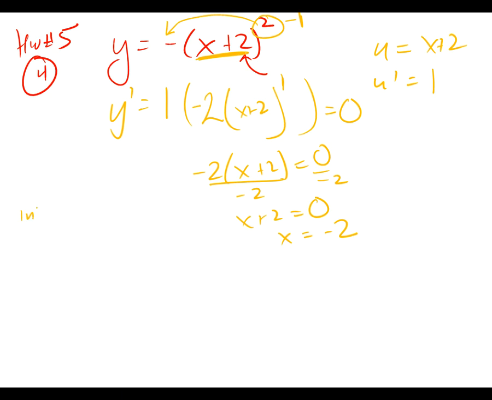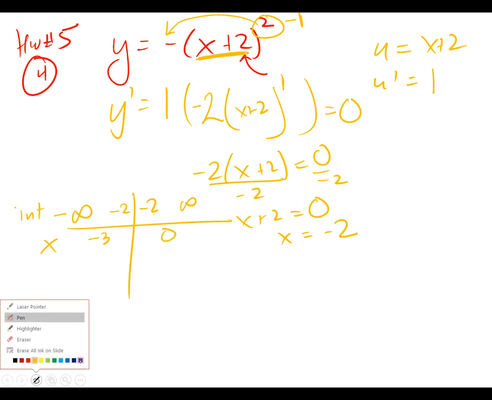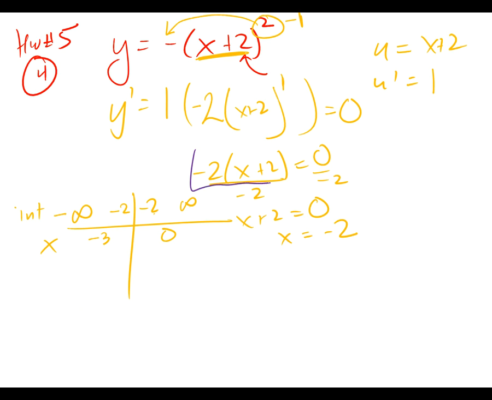Alright, so we're going to look at my interval. What's my interval start at? Negative infinity, and it goes, what's my first critical number? And then negative 2 to infinity. I need a number between negative infinity and negative 2. Negative 3, negative 10 would work. I need a number between negative 2 and infinity. 0. Okay, and then my most simplified derivative, which I should box, is this one here.